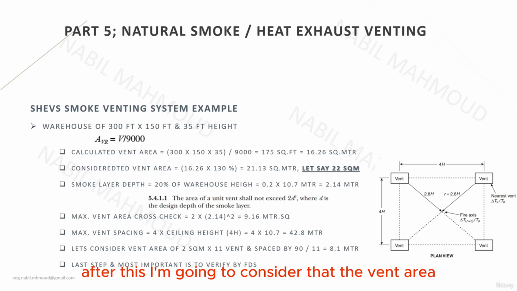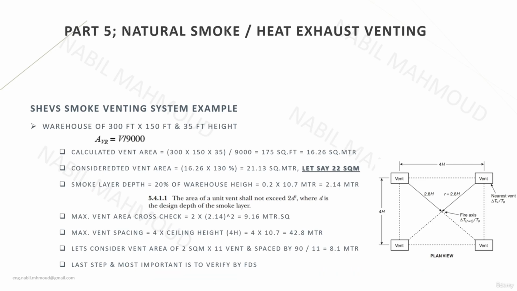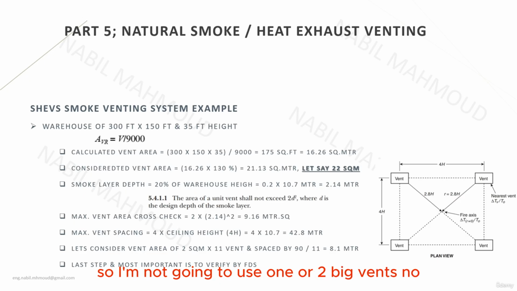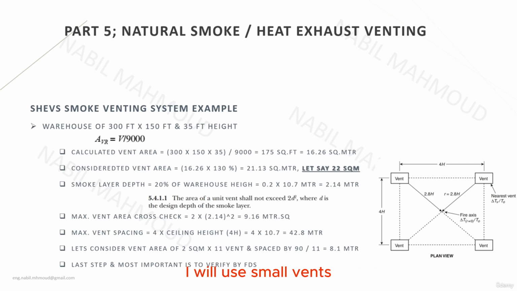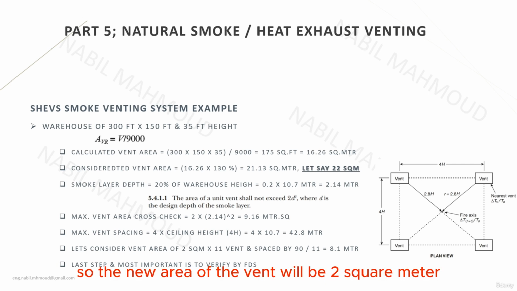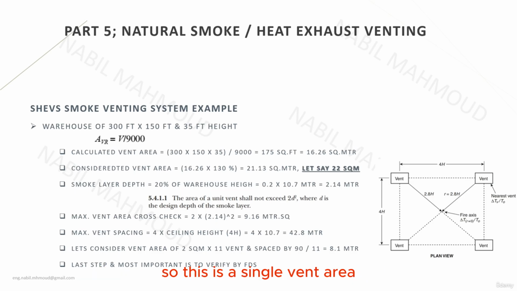After this, I'm going to consider that the vent area will be a smaller value so that I can distribute the vents properly throughout the entire ceiling area. So I'm not going to use 1 or 2 big vents. No, I will use small vents, and I'm going to use one of the dimensions that are commonly found in the catalogs of the suppliers of smoke heat vents. So I'm going to consider that the smoke vent will have a 2 square meter area, which is translated into 2 meter length by 1 meter width. So the new area of the vent will be 2 square meters. So this is the single vent area.